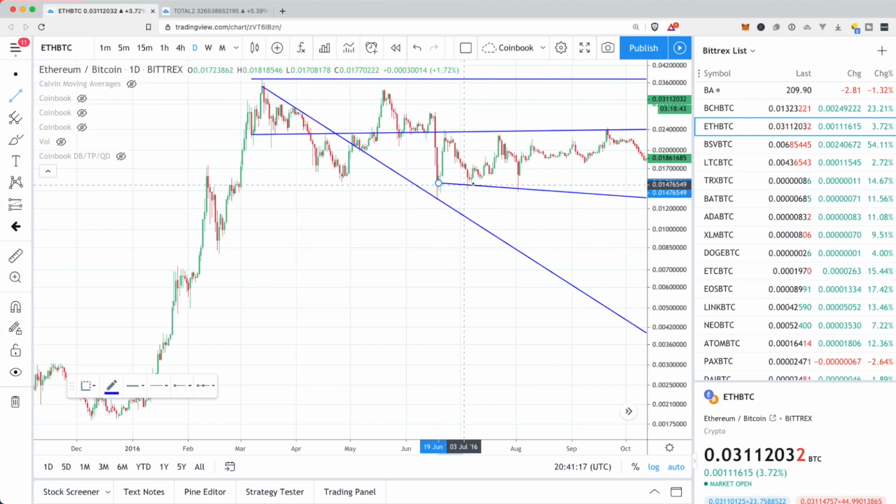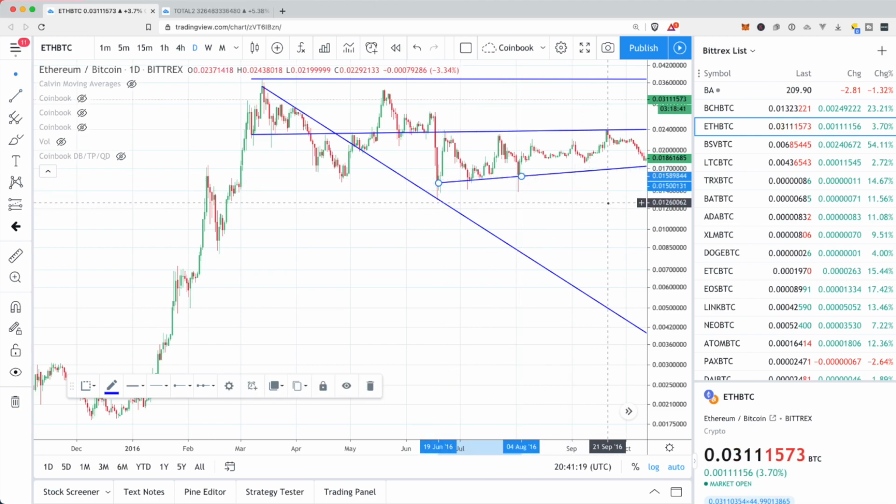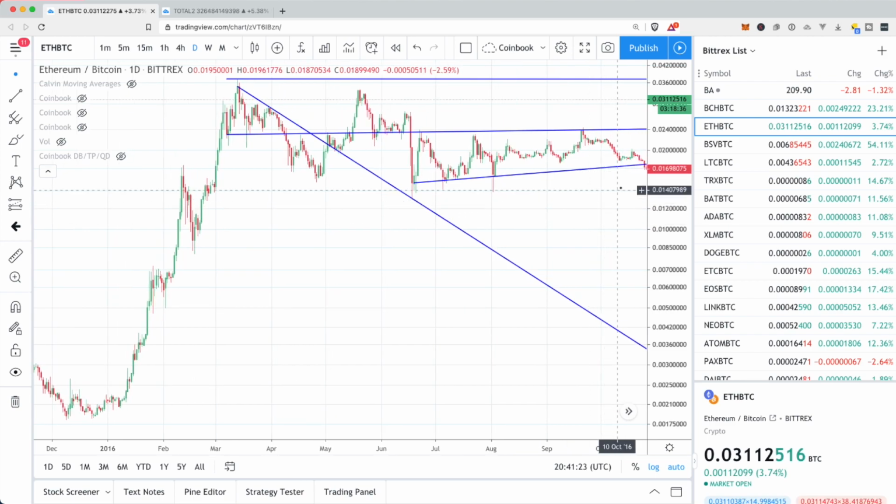And I'm just gonna put this in so we can see it. But here's our channel. Okay, we just had a close below this channel. Horizontal levels of resistance and support are more powerful. So, there can possibly be a support here. But in this case, I would expect us to be bearish.